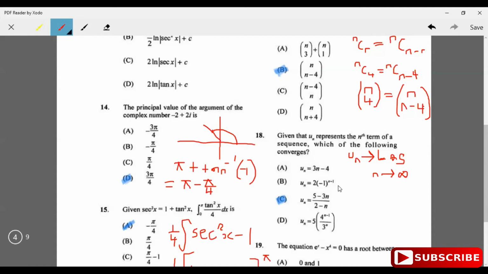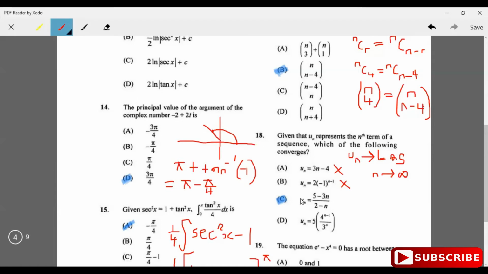We can also use convergence theory, and we can also use integration to find which one converges. That's the integral test. But let's just use this easy method: un goes to some finite value when n goes to infinity. Clearly the first one is not going to a finite value. For option B, we're going to get 2, -2, 2, -2. It is alternating between 2 and -2, and so this one is not converging as well. Then we check option C.